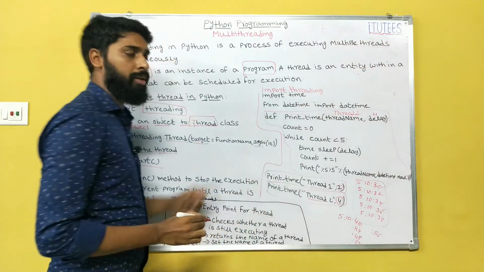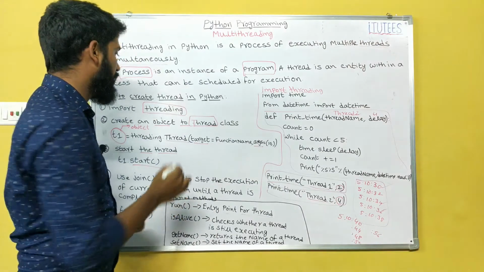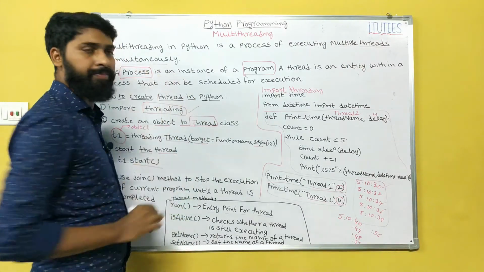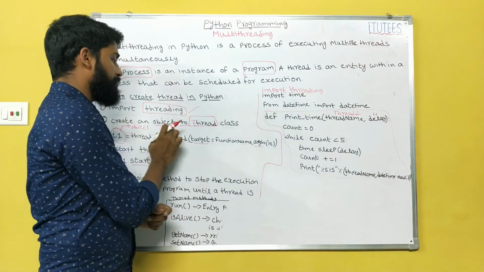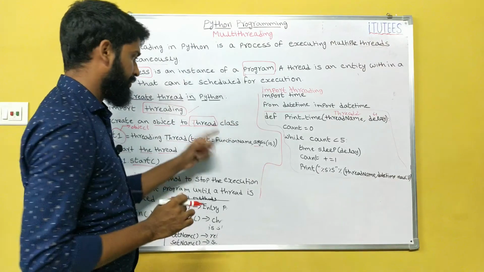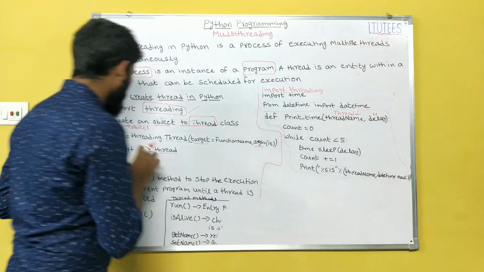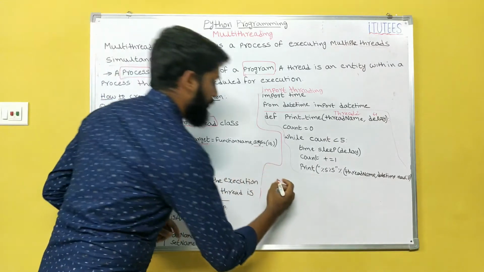So the first step is what? Import threading, which is a module. That's all. The second step is to create an object of thread. So how can we create the object? Here I am creating two threads.